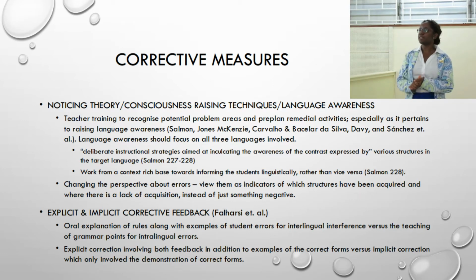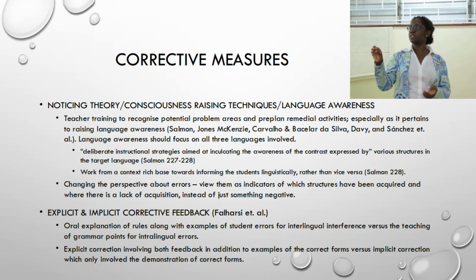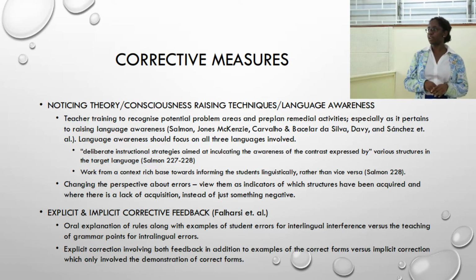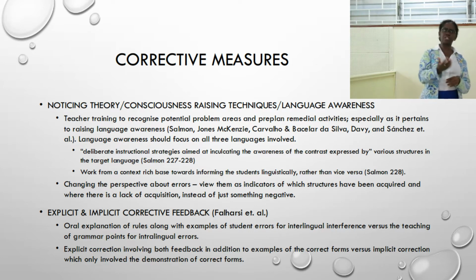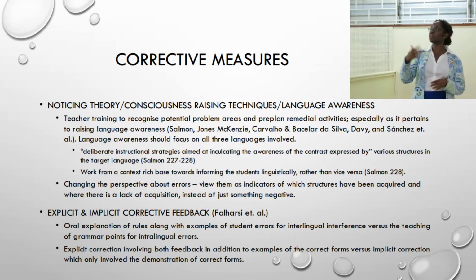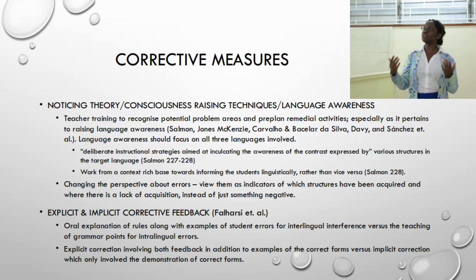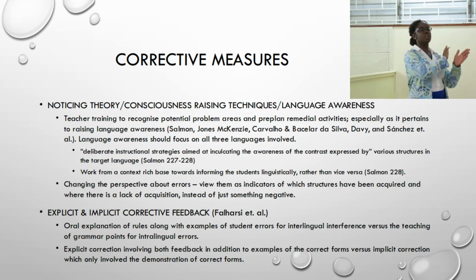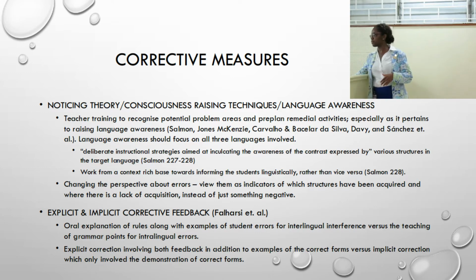In explicit and implicit corrective feedback, in the Falharsi et al. study, the explicit correction involved feedback in addition to examples of the correct forms. So they're pointing out errors and then giving them examples of the correct forms, versus implicit correction, which only involved a demonstration of the correct form. So they didn't point out the mistakes, they're just telling you this is how it's supposed to be done, and from that, you should be able to see where your mistakes are and make the corrections.